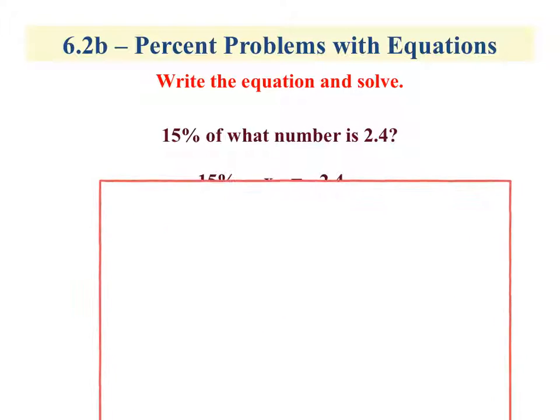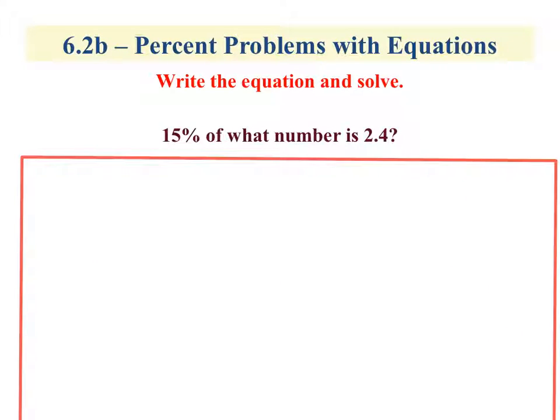If you wanted to set up a proportion for this, you would set it up as follows. 15%. 15% of what number? That means they want to know 15 is related to 100 in the same way that 2.4 out of what number? So it's is over of. 2.4 out of what?